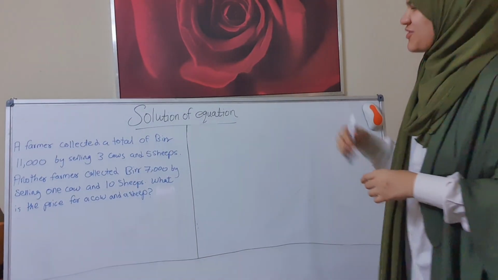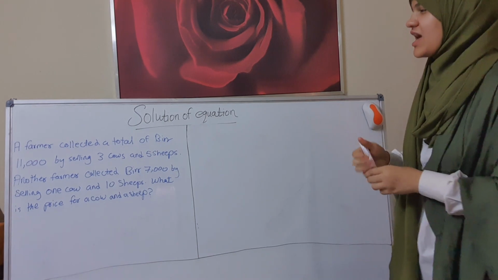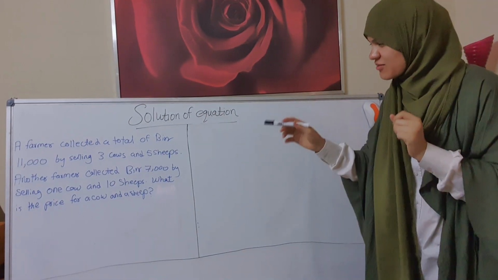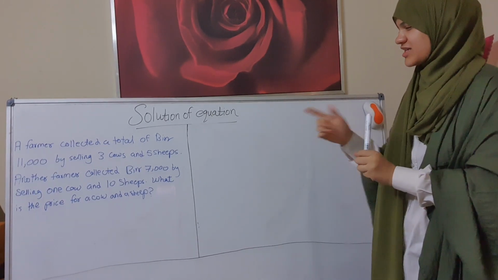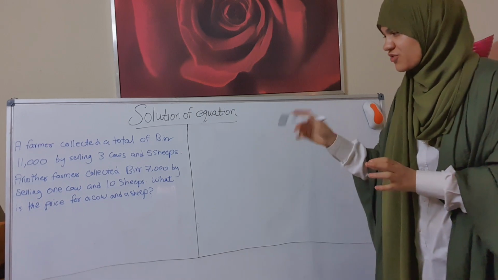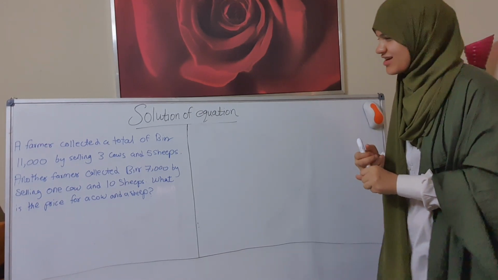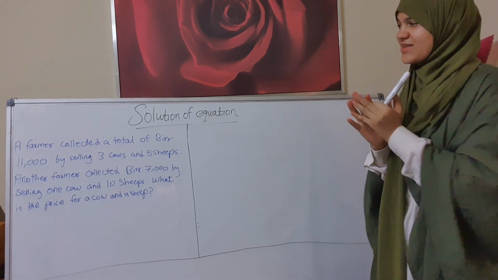So let's continue with the word problem question, which says: a farmer collected a total of 11,000 by selling 3 cows and 5 sheep. Another farmer collected 7,000 by selling 1 cow and 10 sheep. What is the price of a cow and a sheep? First of all, we will make equations and solve for x and y.